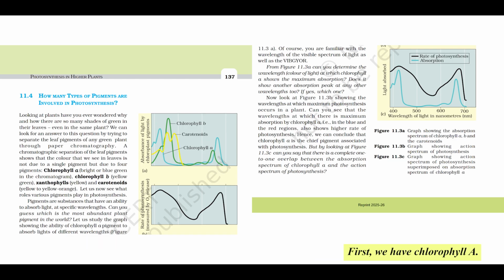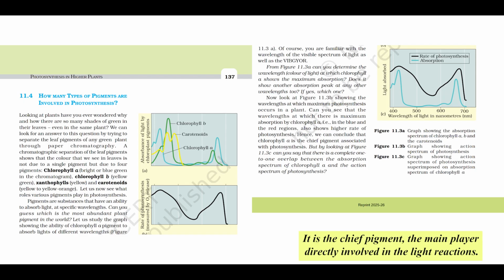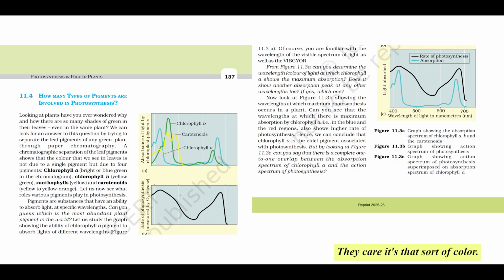First, we have chlorophyll A. This pigment appears bright or blue-green on a chromatogram. It is the chief pigment, the main player directly involved in the light reactions. Then there's chlorophyll B, which appears yellow-green. Next, we find the xanthophylls, typically yellow, and finally the carotenoids, which range in color from yellow to a vivid yellow-orange. Think carrots, that sort of color.